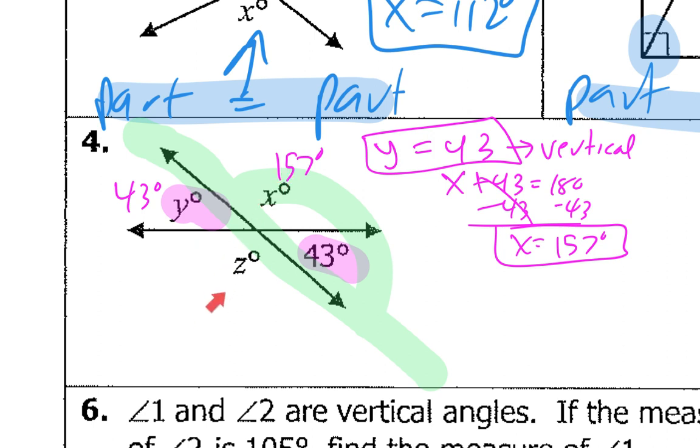X and z are opposite each other, right? So if those are opposite each other, that's also 157 degrees. And that makes sense, right? Because y and z, those two are also linear pairs, and those should add up to 180, and they do. These two should add up to 180, and they do. These two should also add up to 180, and they do. So z is equal to 157.